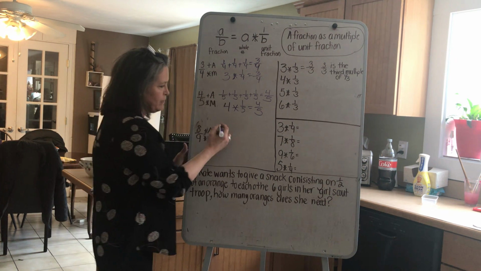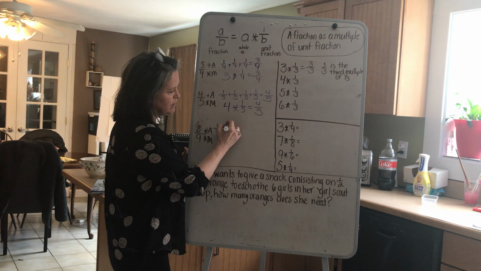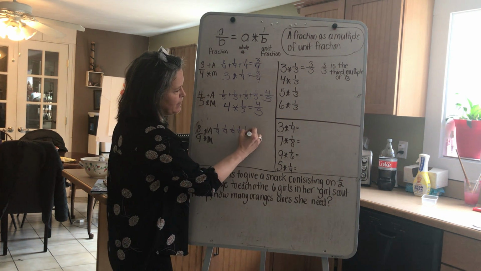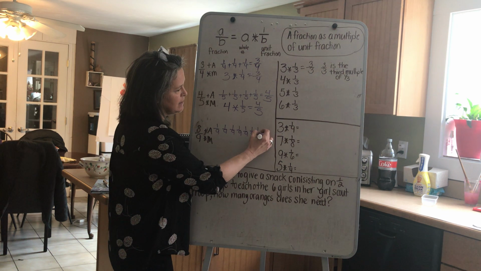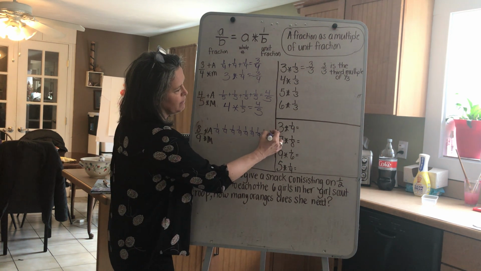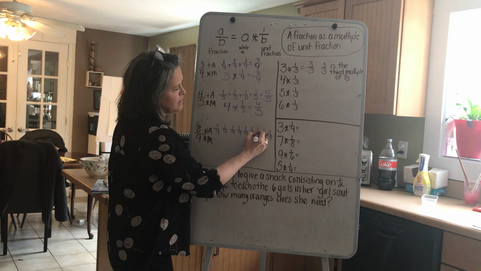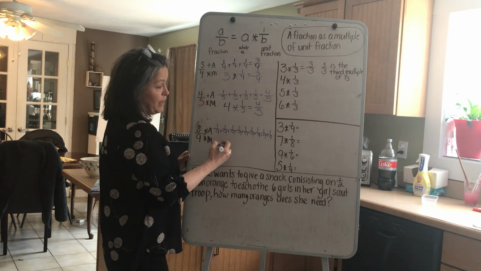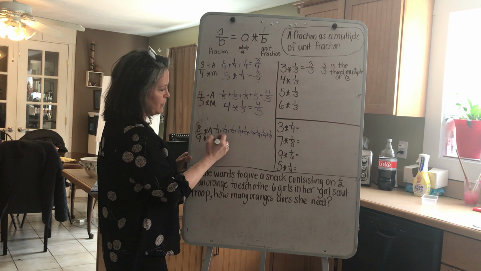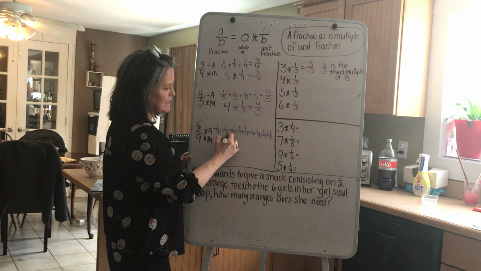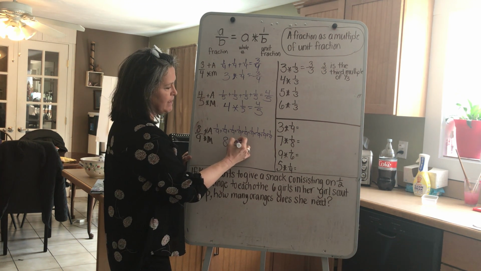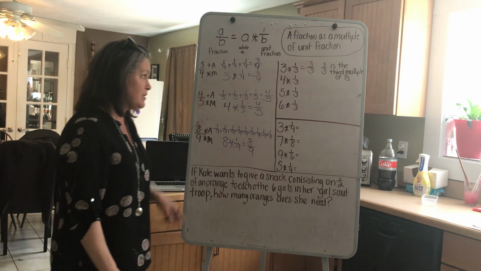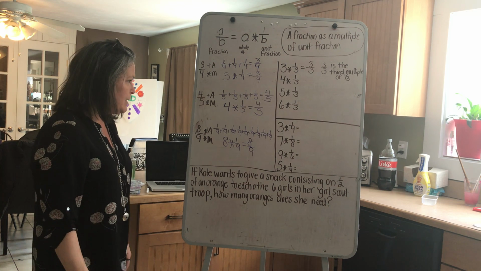8/9. Ooh, this one's going to take me a while. Let's see. We got 1, 2, 3, 4, 5, 6, 7. Oh, running out of room there. So that one takes a long time. I would much rather write it as multiplication. So how many ninths am I doing? 8. So I'm showing it as 8 times 1/9 for my final answer. As you can see, multiplying is a little bit quicker.